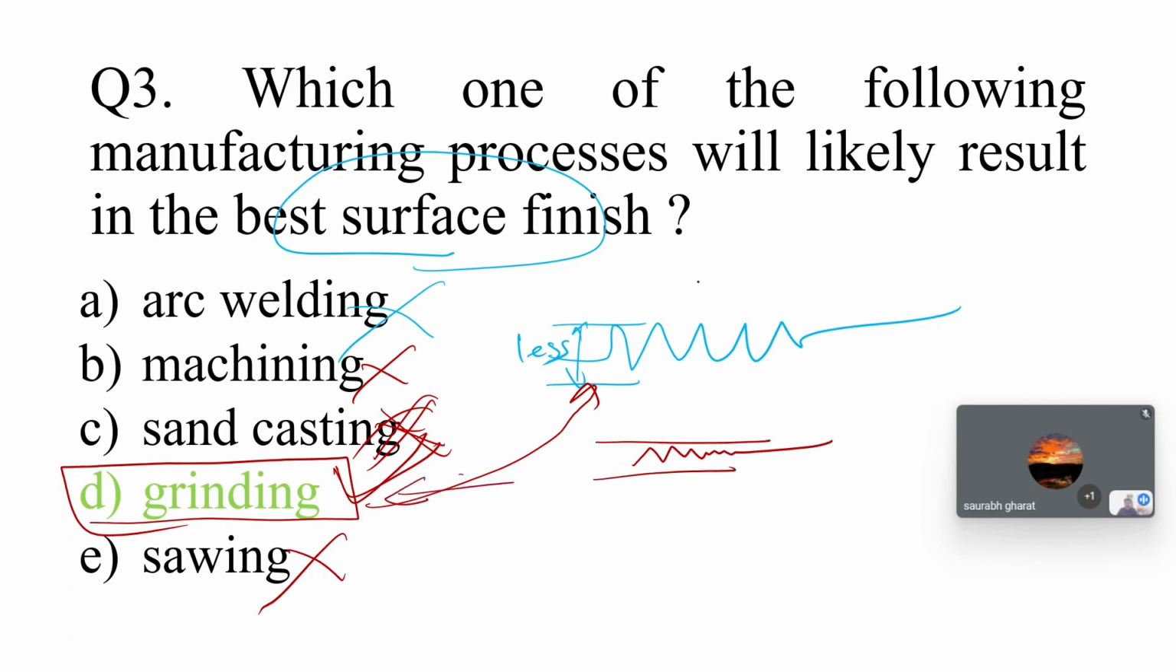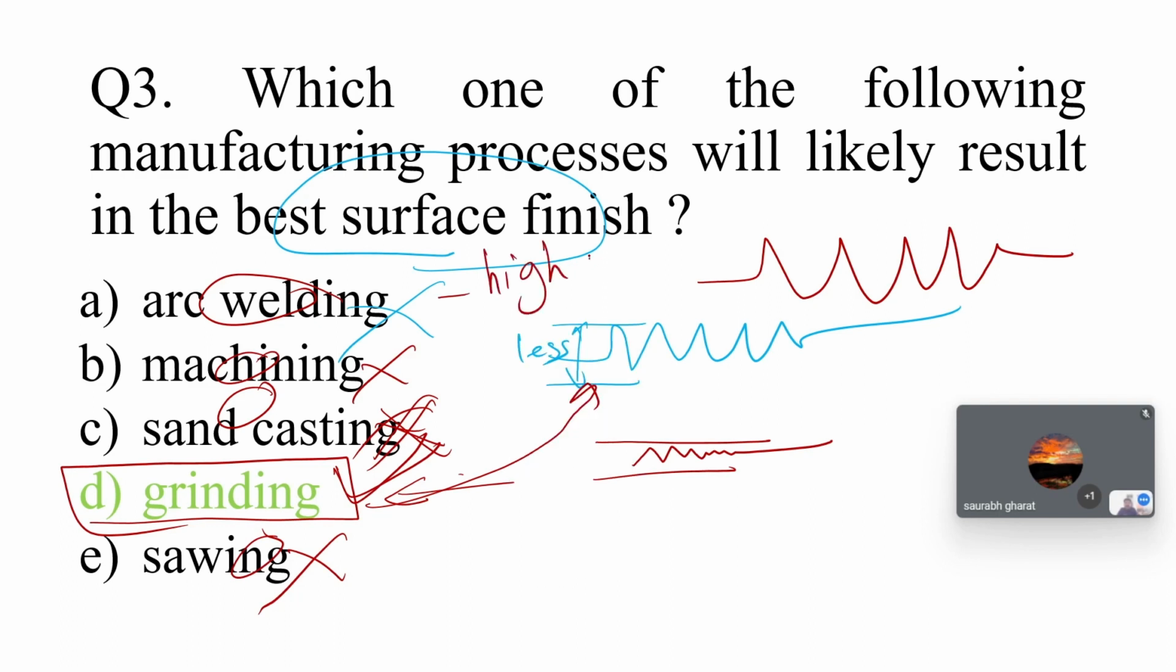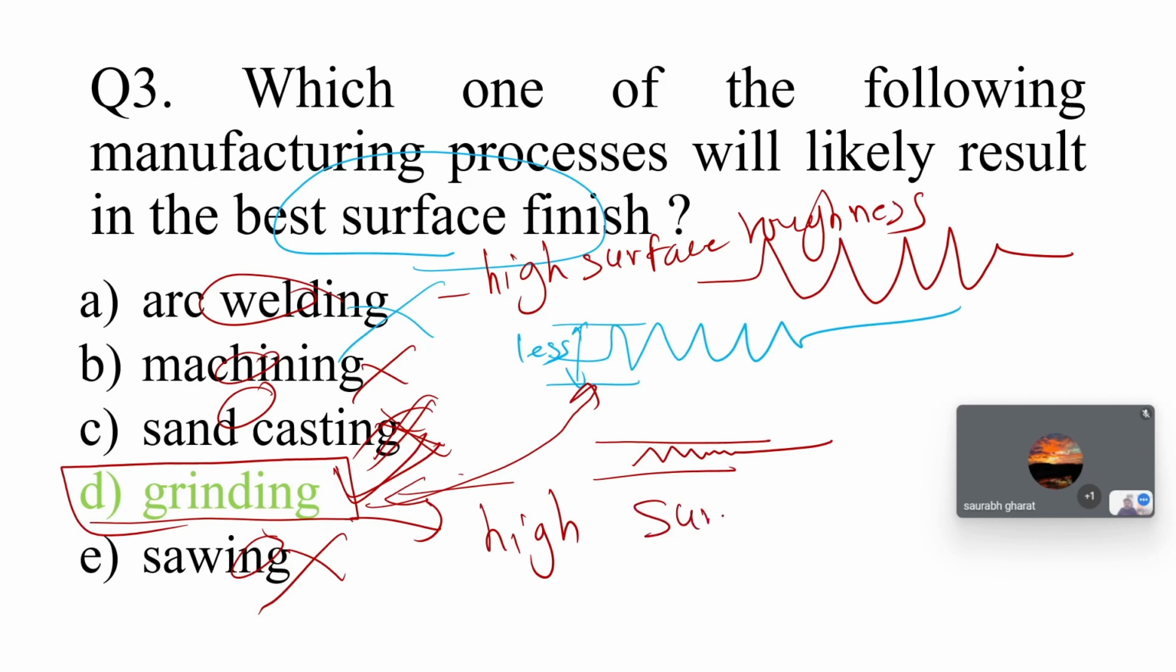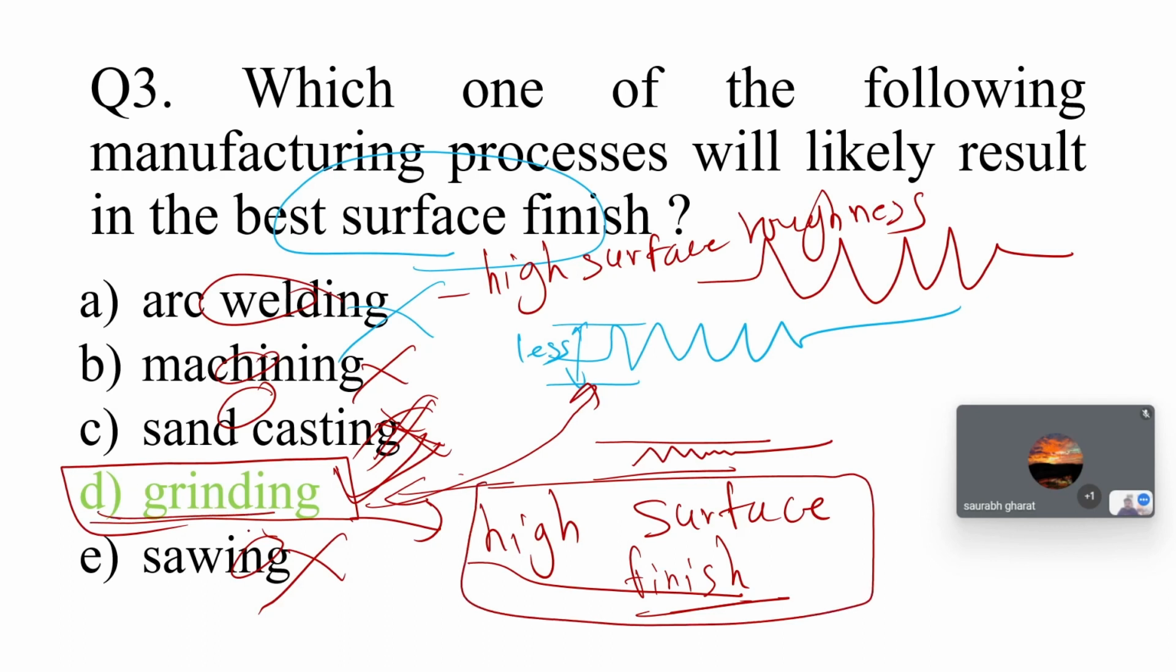All of the others give high surface roughness, like arc welding, machining and sand casting. High surface roughness means less surface finish. You know the difference, because I told you many times in my assignment. Grinding gives you a high surface finish, that's why we go for the grinding process.